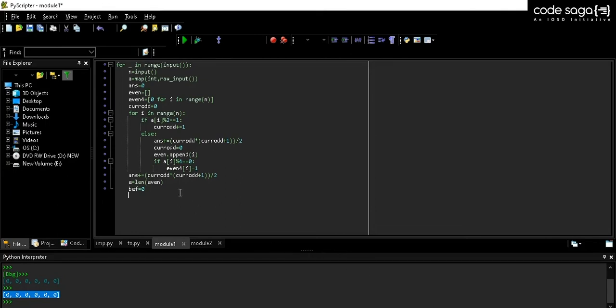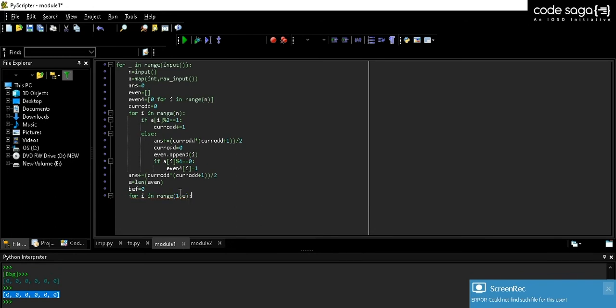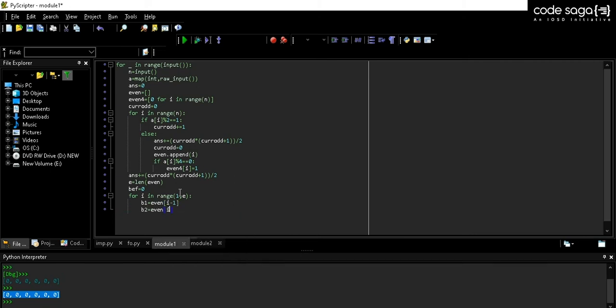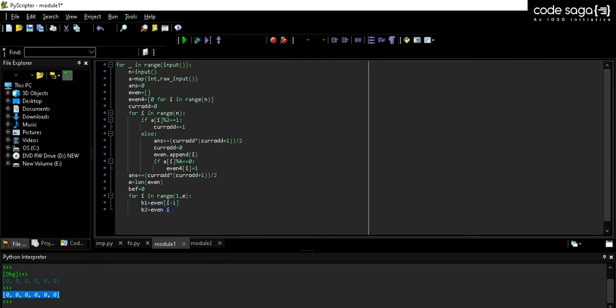So now we have to find wherever two even integers lie in the same range. So we'll take a loop from the second element to the number of even elements. We'll take a1 as even of I minus 1. Actually, we'll take this as b1, and b2 equal to even of I. So these are the two even elements. In the first iteration, this will be the second one, and this will be the first even element.